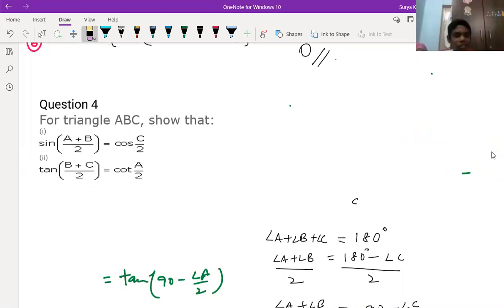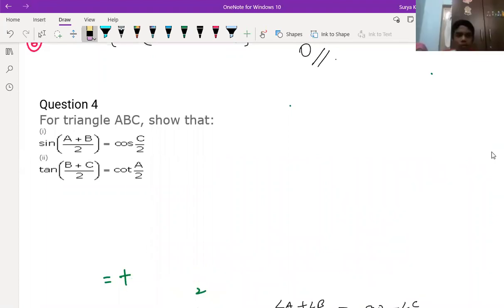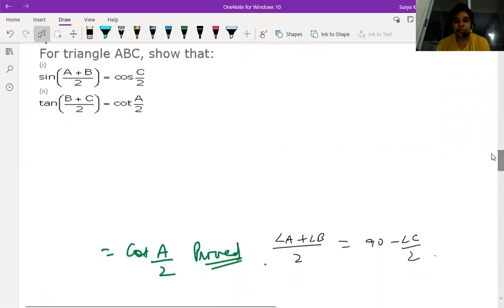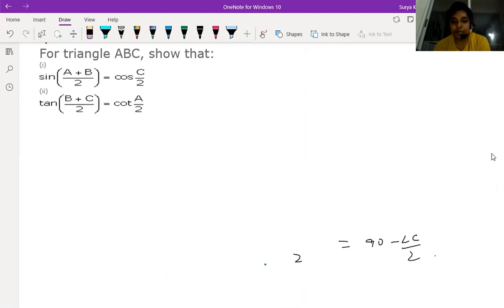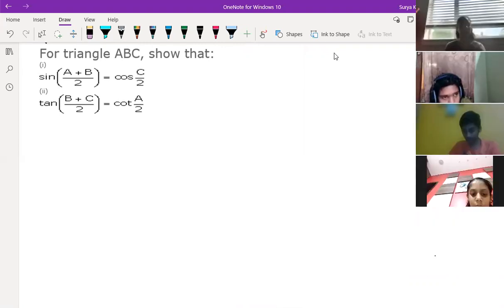Sir, I don't know. This same question, ditto question, is there in NCERT also, Adarsh. No difference. Okay, Adarsh doesn't know. Anybody else who doesn't know still? Rasul, do you know this? Sir, I also don't know, sir.